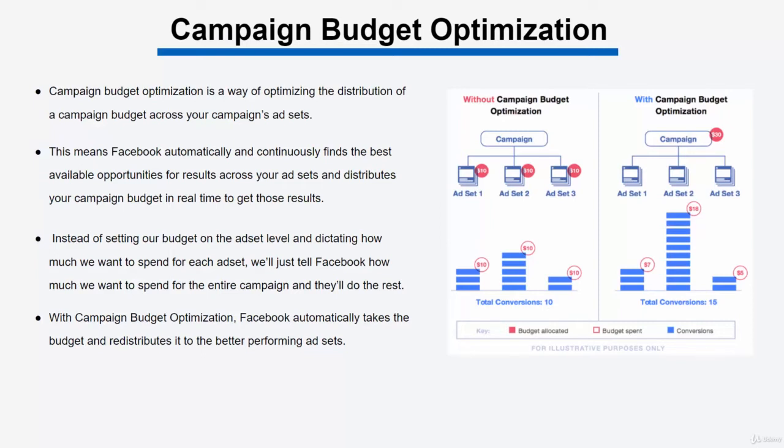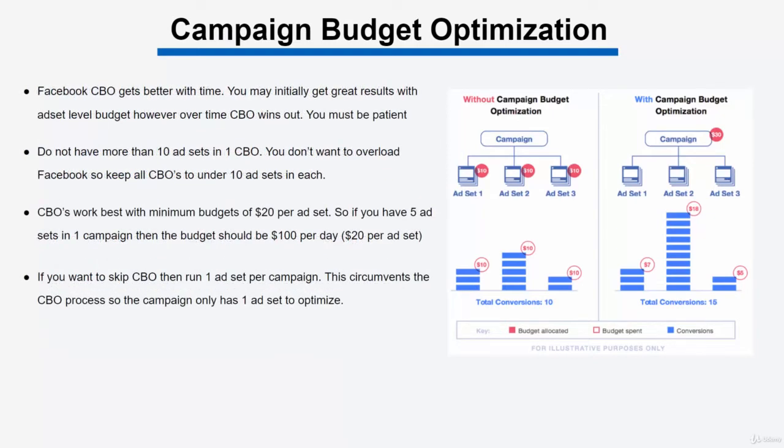So this is allowing Facebook to optimize the campaigns for us. It's automatically going to put the funds into the ad set that is getting the best returns and conversions. So very, very powerful here. Now let's take a look at some campaign budget optimization key factors.